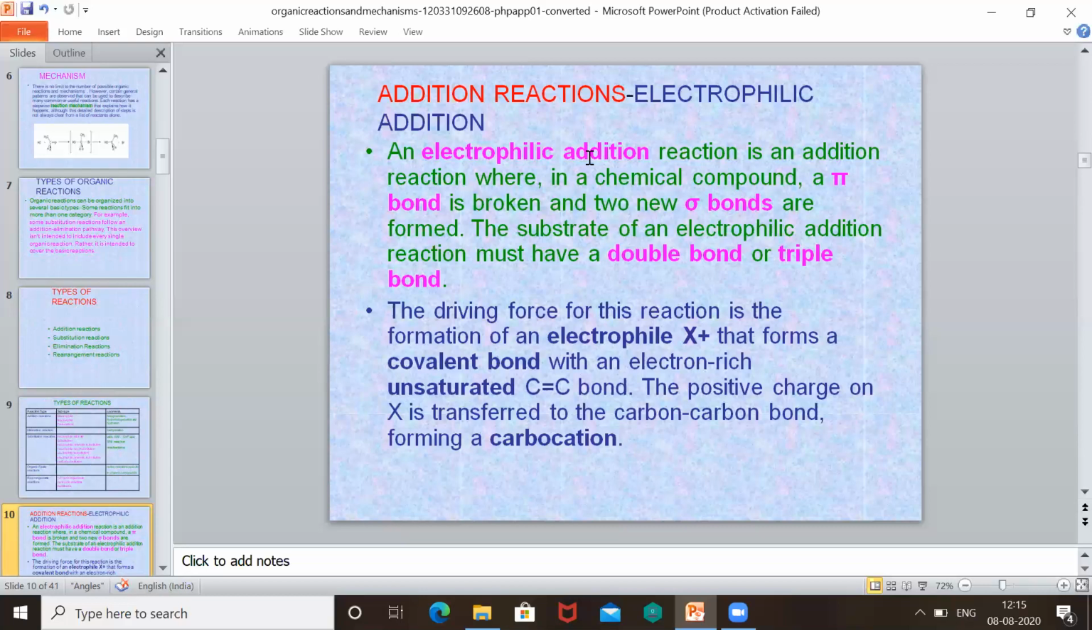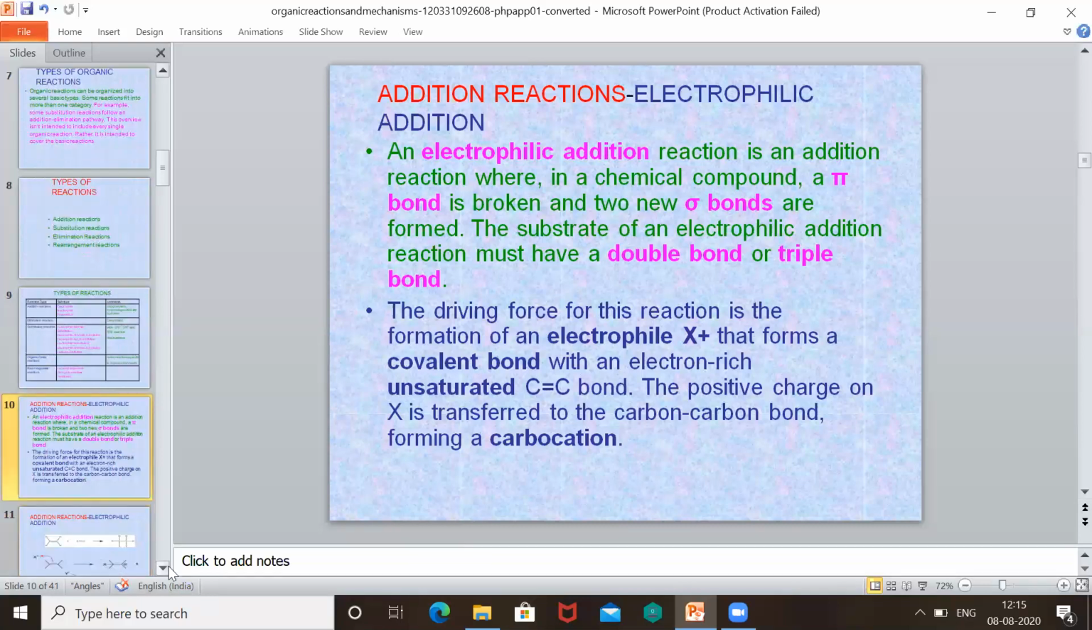Electrophilic addition means the reagent is a positive ion. The driving force for this reaction is the formation of an electrophile that forms a covalent bond with the electron-rich carbon-carbon double bond. The positive charge on X is transferred to the carbon double bond, forming a carbocation. This is the mechanism, how it is taking place.